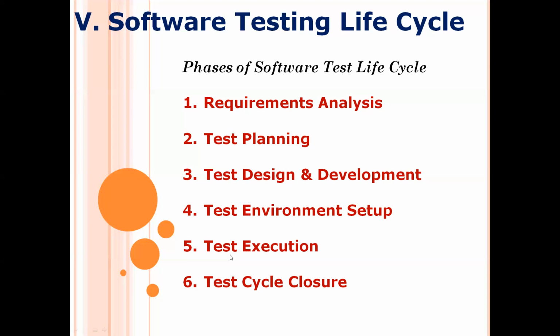Next, fifth phase: test execution. In this test execution phase, the test cases are executed in the testing environment. While executing the test cases, the testing team may find bugs which will be reported. Bugs are fixed by the developers and they are retested by the testing team. First, entry criteria: test plan document, test cases, test data and readiness of test environment.